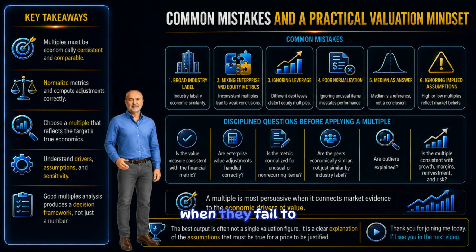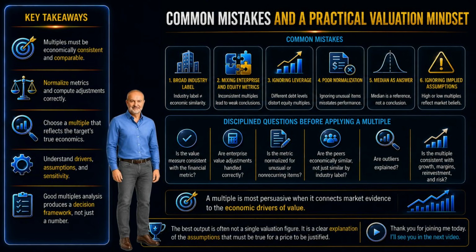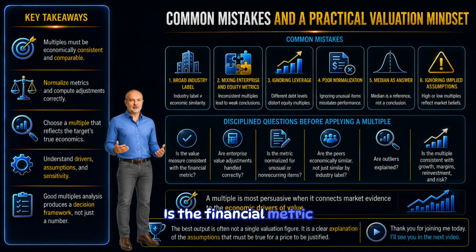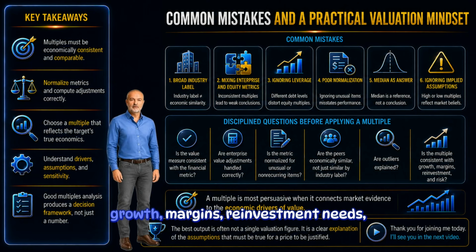Analysts also make mistakes when they fail to normalize results, treat the peer median as the answer, or ignore the assumptions implied by a high or low multiple. Before applying a selected multiple, ask a disciplined set of questions. Is the value measure consistent with the financial metric? Are enterprise value adjustments handled correctly? Is the financial metric normalized for unusual or non-recurring items? Are the peers economically similar, not just similar by industry label? Is the selected multiple consistent with the target's growth, margins, reinvestment needs, and risk?